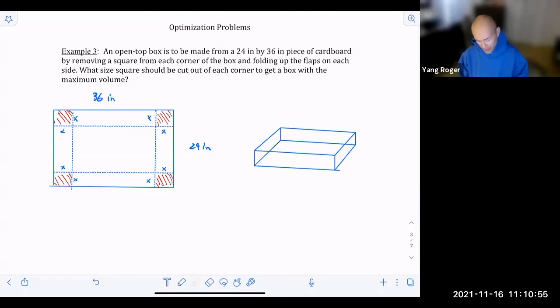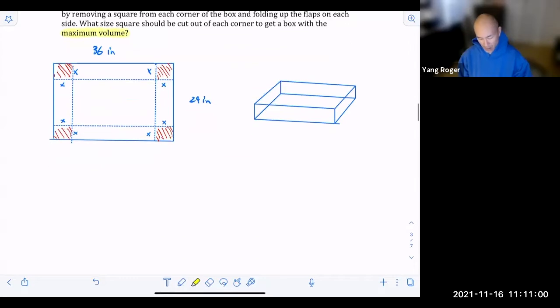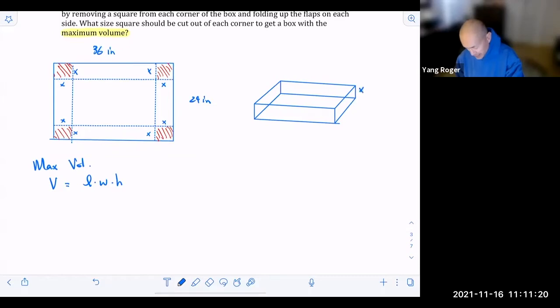And we want to maximize the volume. So we're going to maximize the volume. You guys know that the volume of a box is the length times the width times the height, right? I can see what the height is going to be. The height's going to be X. But I still need the length and the width.